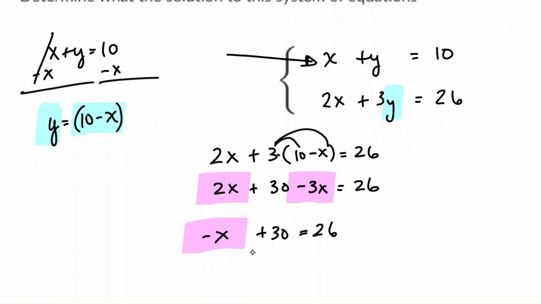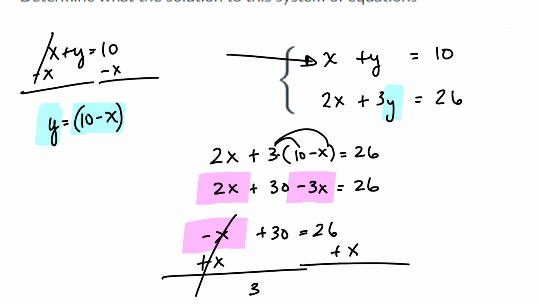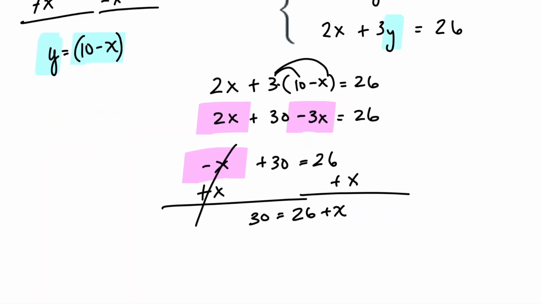Let's get x by itself. I don't really like dealing with this negative x, so I'm actually going to add x to both sides. Adding x to a negative x gets rid of it, and I get 30 equals 26 plus x. X is still not by itself, but at least it's positive. Now I can subtract 26 from both sides.